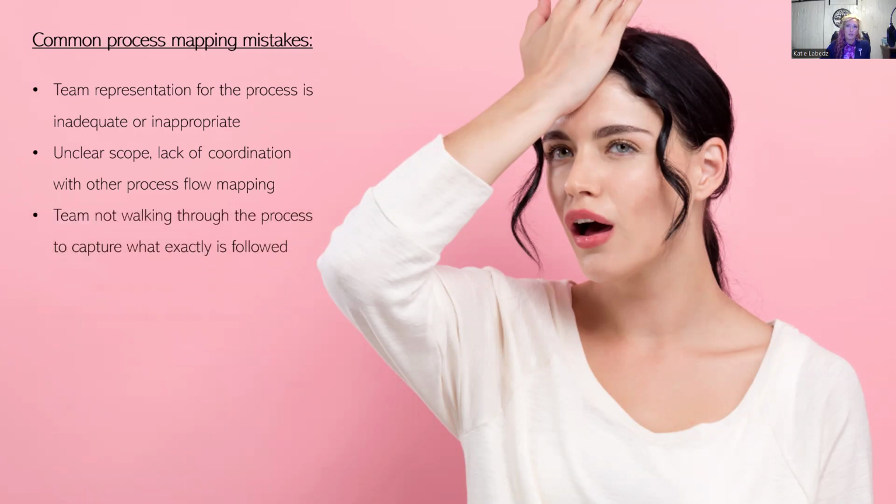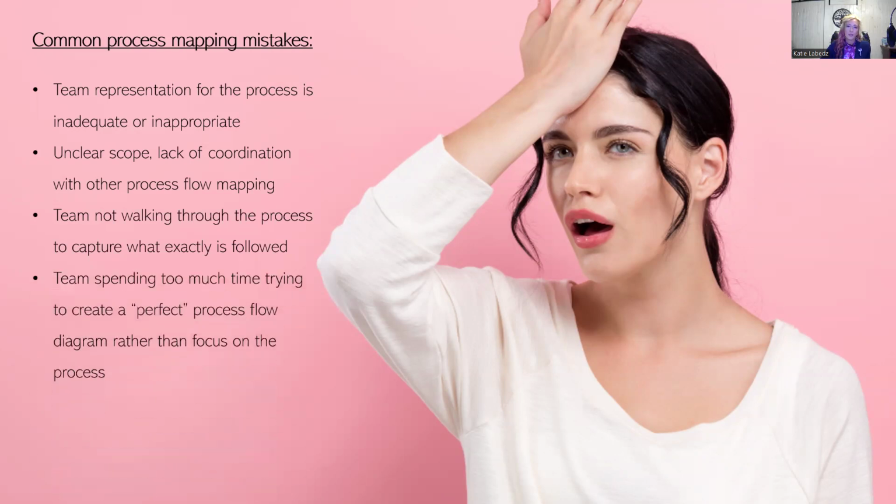The team not walking through the process to capture what is exactly is followed. That happens sometimes. We need to make sure that we have empathy while we're doing this. We need to make sure that we're managing emotions and realize that this is an emotional journey. And I always tell folks, if your current state value stream map looks too clean and neat and organized, then you're probably not doing it right, because no process is all clean, neat, and organized, or we wouldn't be working on process mapping it. Realize that sometimes people get embarrassed about what their process looks like, and just reassure them it's the process, not the person.